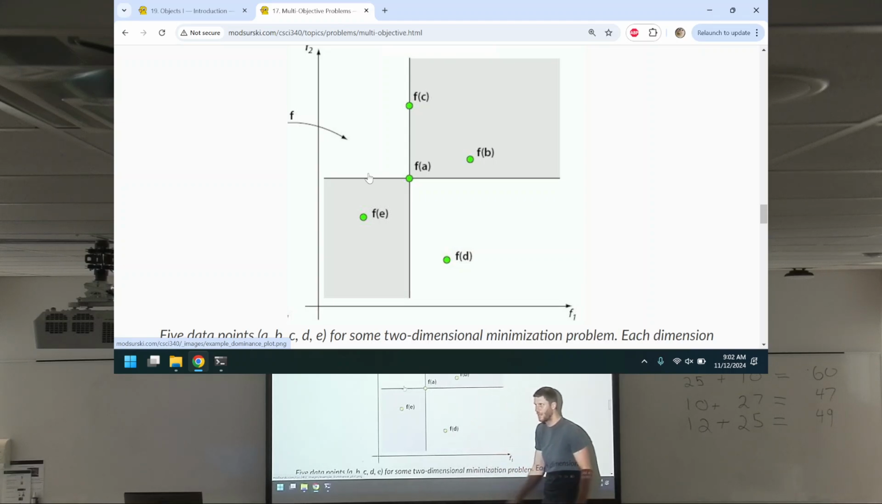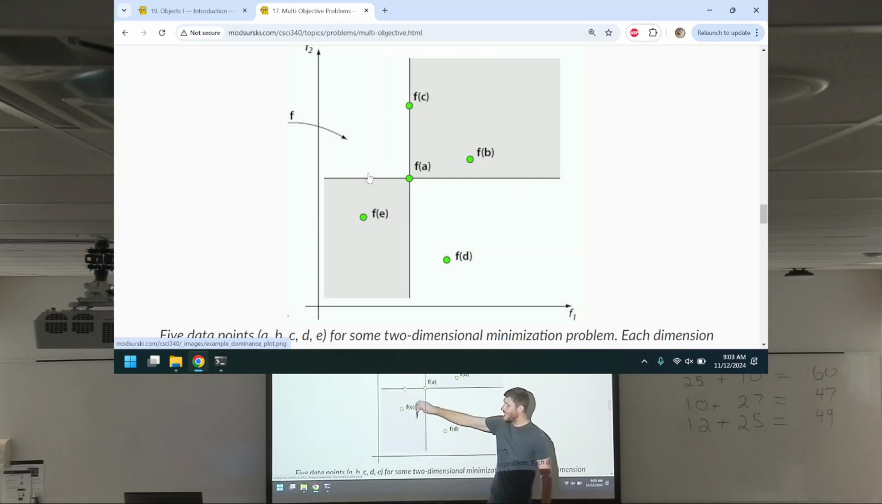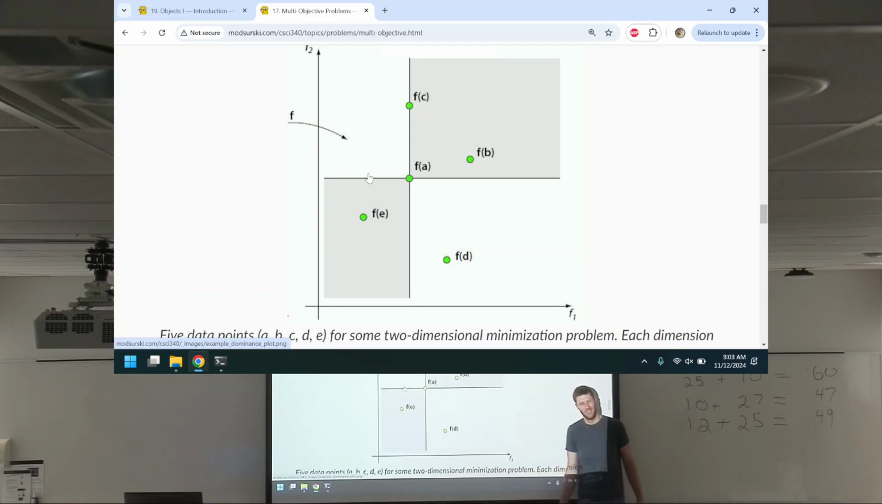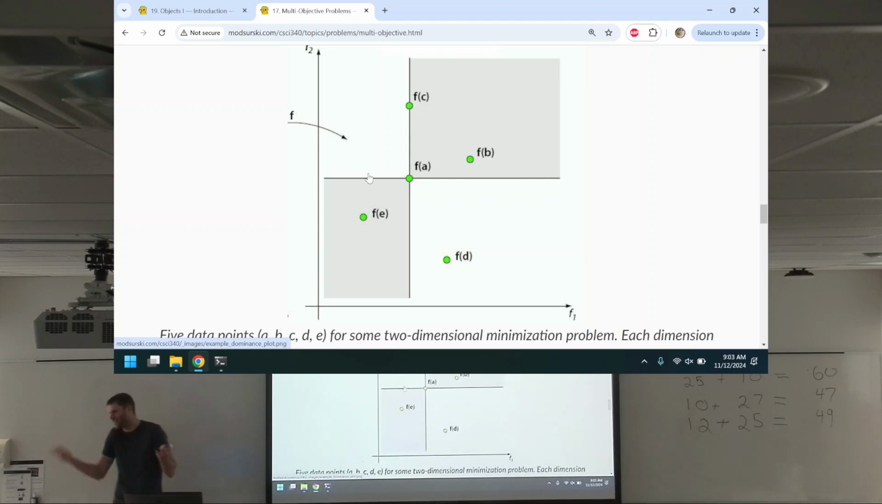Yeah, clear? But D is tricky because D is closer to this axis, meaning it's better than E in one dimension, but it's further away in this axis, meaning it's worse in the other dimension. So how do you pick? Well, with this strategy of finding dominant sets, I would say you can't really pick. They're in the same set. They're kind of equivalent.